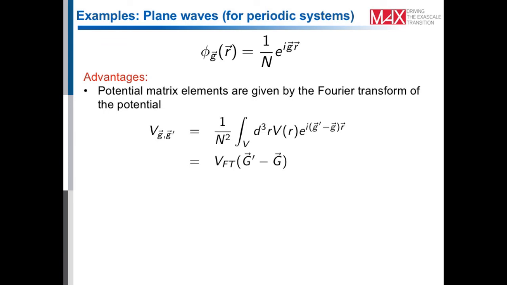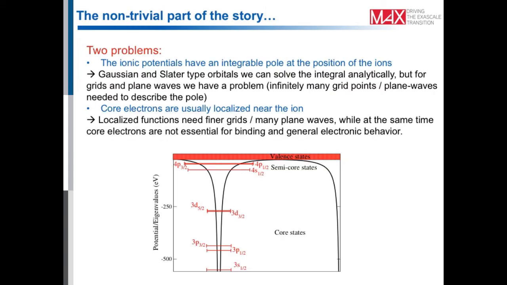The potential matrix elements are then given by the Fourier transform of the potential. This is also sort of nice. However, one should also think about the potential problems that you might have with a particular choice. Okay, so this is the non-trivial part of this story.